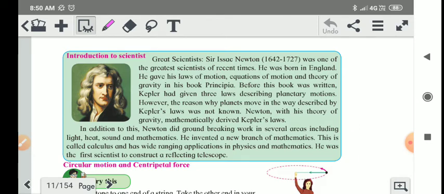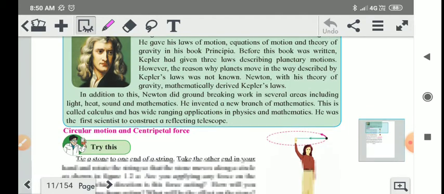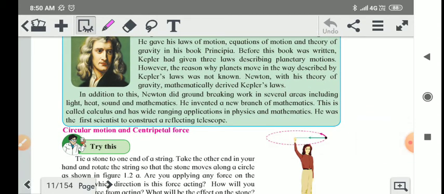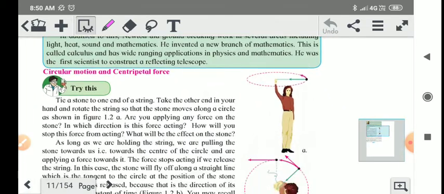So before that, the introduction to the scientist is given, that is about Sir Isaac Newton. So read that introduction. We'll see the next point, circular motion and centripetal force. So we can see in the diagram what is circular motion and centripetal force.